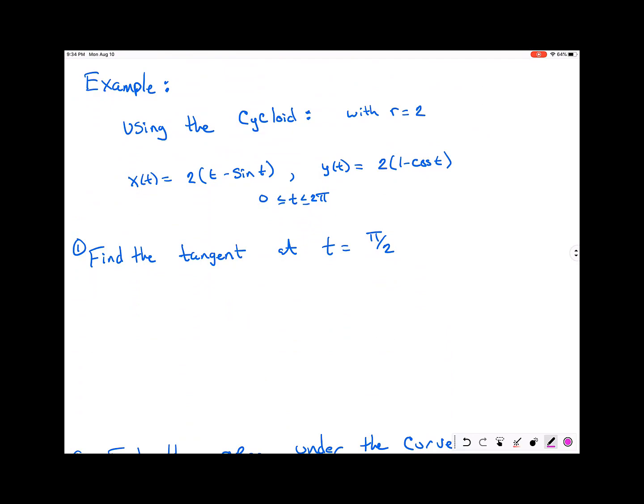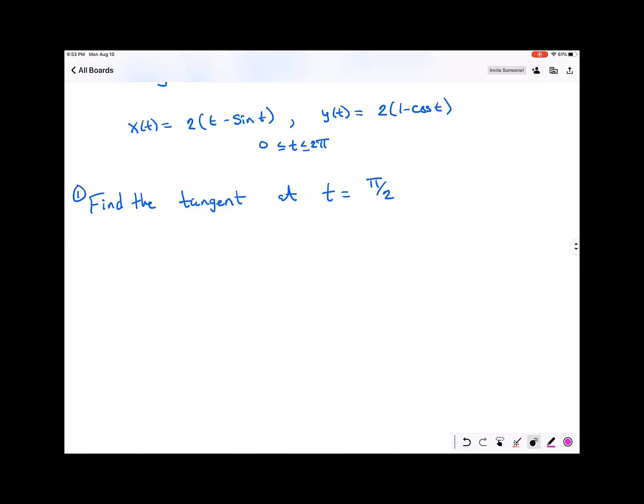Using the cycloid with radius equal to 2, I have x of t equals 2 times (t minus sine of t), and y of t equals 2 times (1 minus cosine of t), and I'm going from 0 to 2 pi. Find the tangent at t equals pi over 2. The first thing I want to do to find the tangent at the place where t is equal to pi over 2 is find dy/dt.